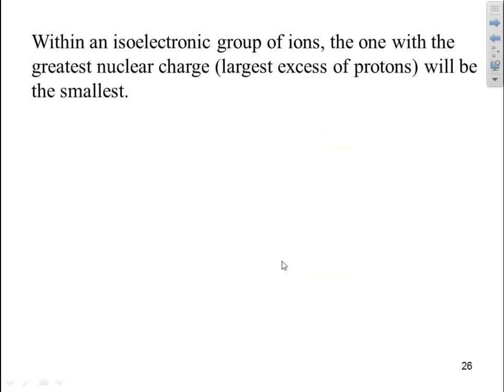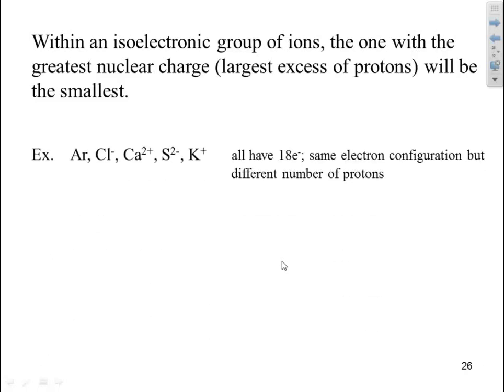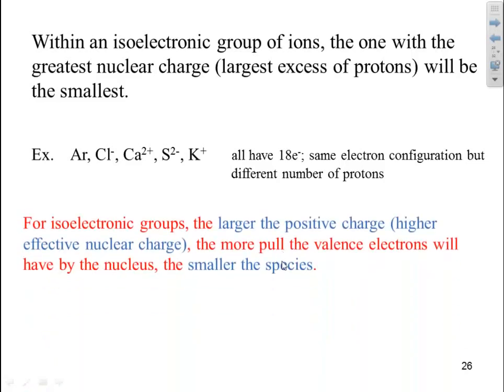Within an isoelectronic group of ions, the one with the greatest nuclear charge, largest excess of protons, will be the smallest. So if we look at argon, Cl minus, calcium 2 plus, sulfur 2 minus, and potassium plus, they all have 18 electrons. They're all the same electron configuration, but they all have different number of protons. For isoelectronic groups, the larger the positive charge, the higher the effective nuclear charge, the more pull the valence electrons will have by the nucleus, the smaller the species.